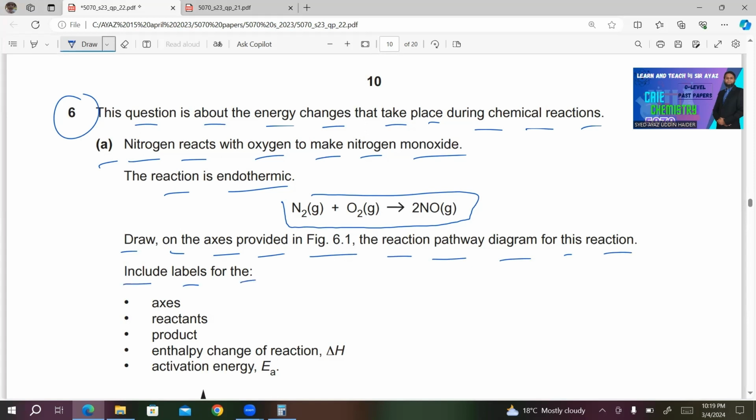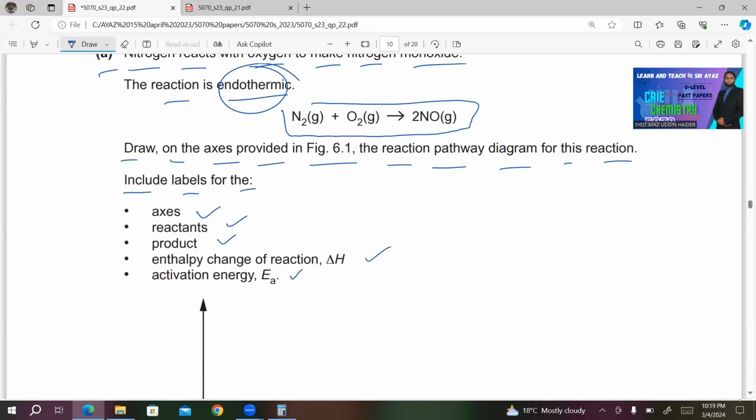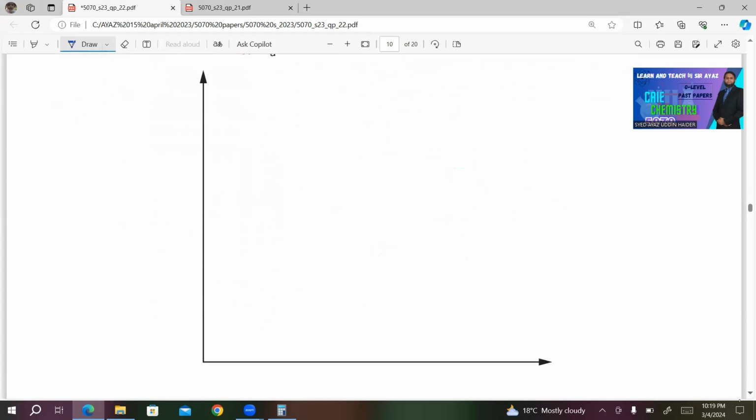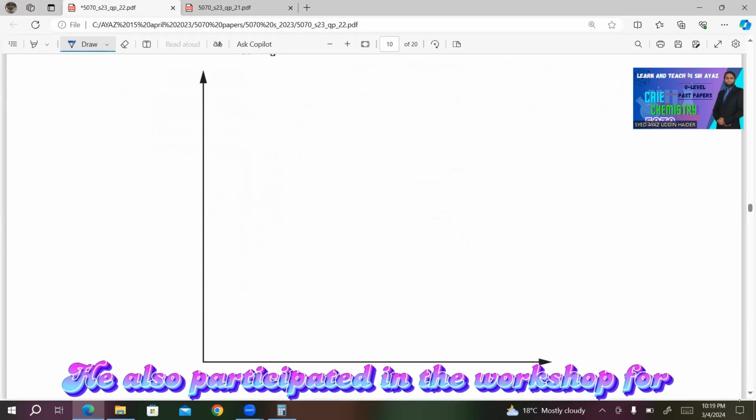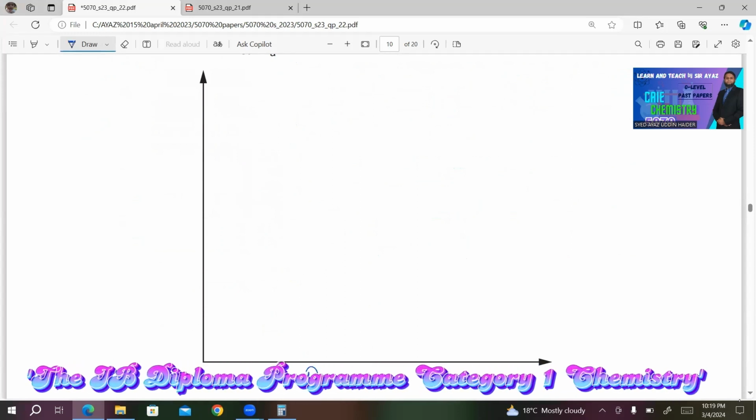Draw on the axis provided in figure 6.1 the reaction pathway diagram for this reaction. Include labels for the axis, reactants, product, enthalpy change of reaction delta H, activation energy EA. The reaction is endothermic. So it means that product must be at the high energy state. So first of all I'm going to label the axis. On the x-axis you have reaction pathway or time.